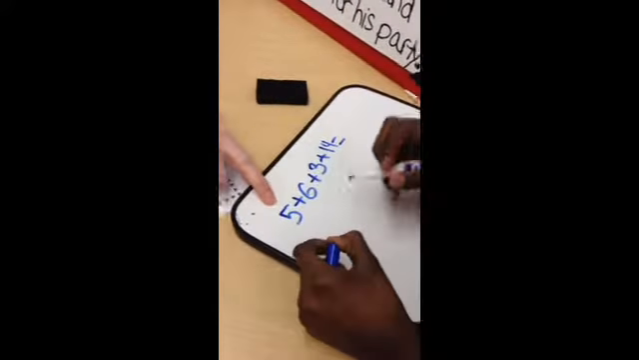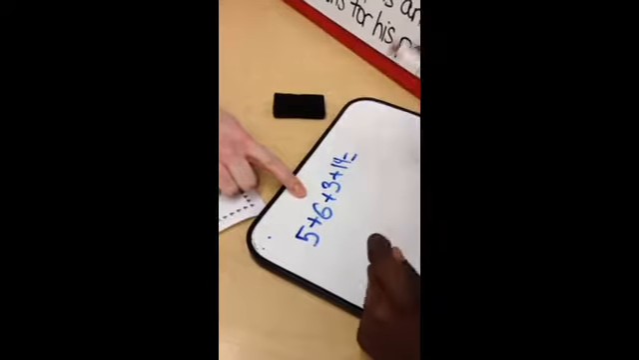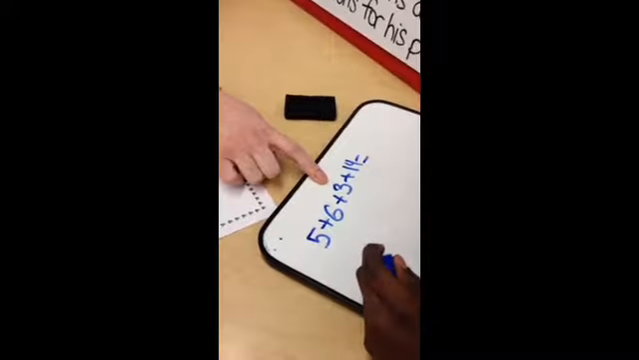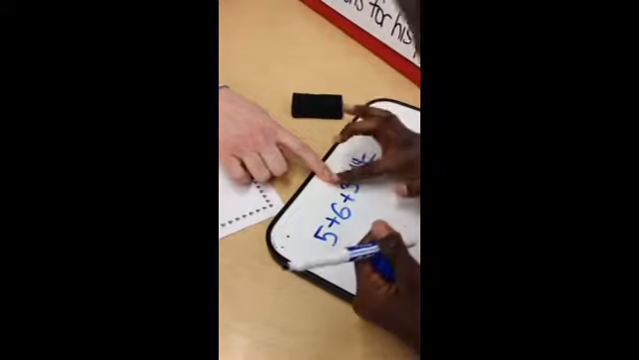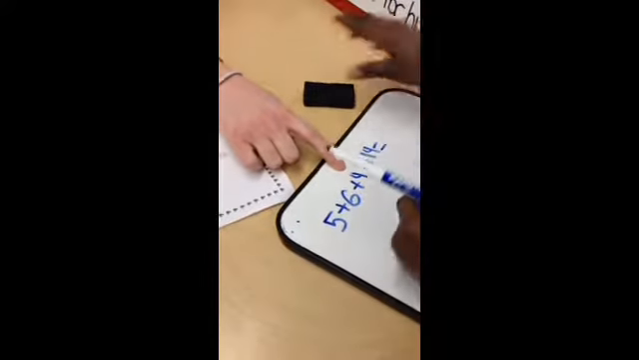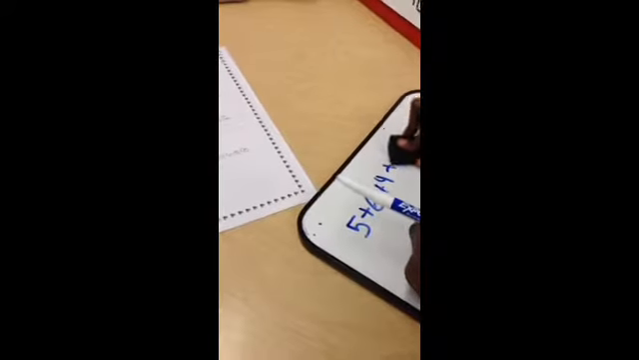You have five. Five is representing the pink. Good. Six is representing green. Where's three coming from? Oh, I'm in four. So four would be the blue. What are you missing here? There you go. Good job.